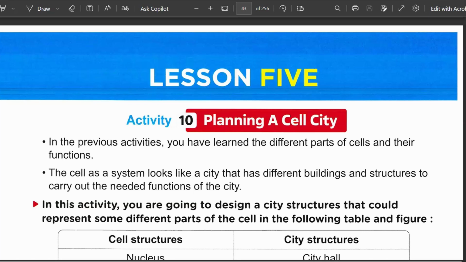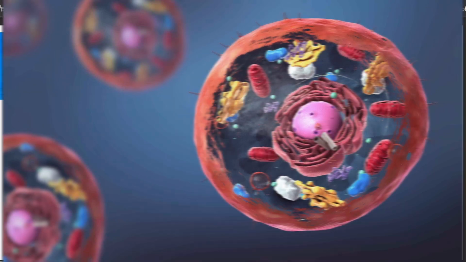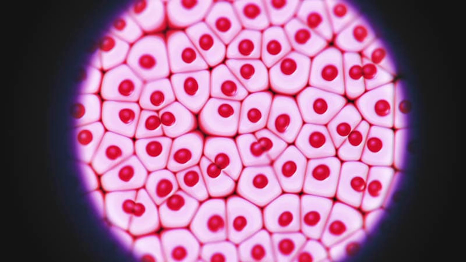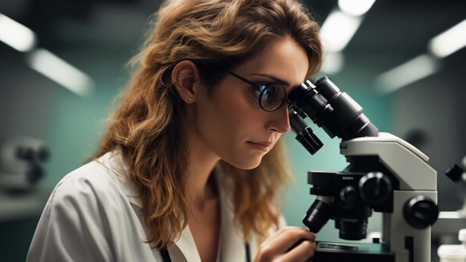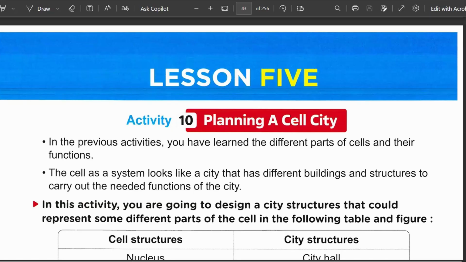Okay? As always, before we start the lesson, let's remember together what we learned in the previous lessons. The cell is the main building unit of all living organisms. And also, cells are very small, so we need a microscope to see them. And some organisms are made up of one cell only, like bacteria, okay? While plant and animal and other living organisms have many cells.